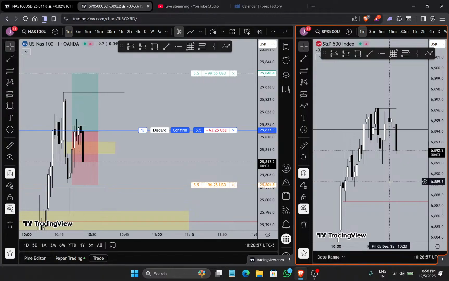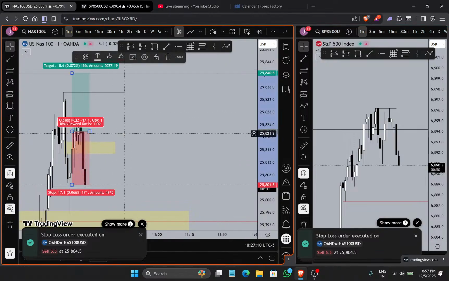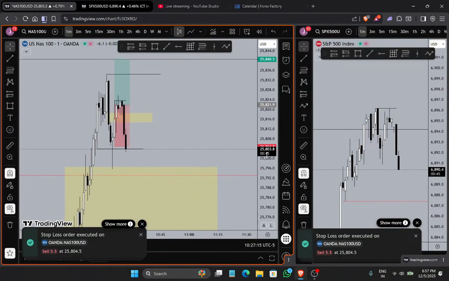Look at the reason that I said that this may be a bad trade. Look at this. The SL hit. Look at that. That was a bad trade. We are very sure.